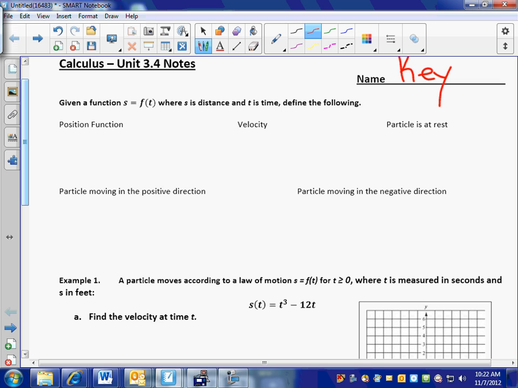Okay, so given a function, often s equals f of t is the type of function that you use to represent distance. S is the distance at a specific time t. We need to define the following. The position function is simply s.